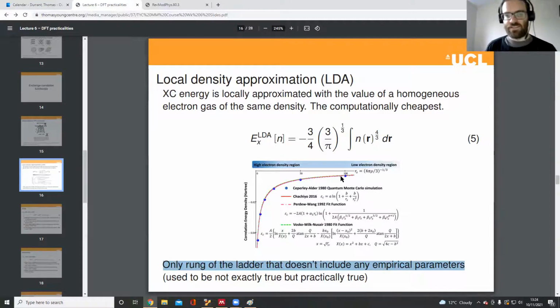And the LDA is based on just approximating the exchange correlation energy, at each point, as what the exchange correlation energy would be of a homogeneous electron gas. So in many ways, what's surprising about the LDA is it works quite well a lot of the time, because any realistic system doesn't look much like an electron gas. There are always going to be concentrations and depletions of electron charge all over the place. So this expression here, expression 5, is actually the exchange energy in the LDA, which you can see is a density functional. It just depends directly on the electron density n at each point.